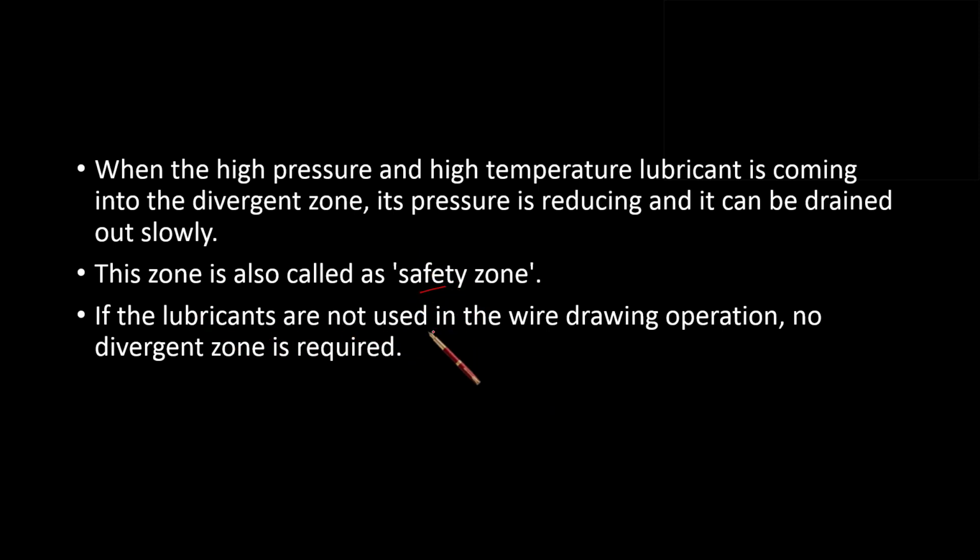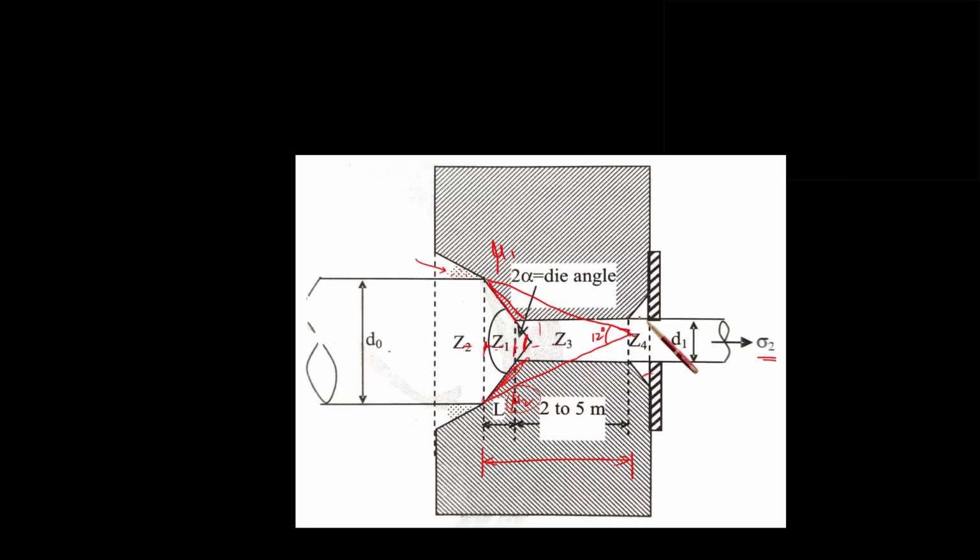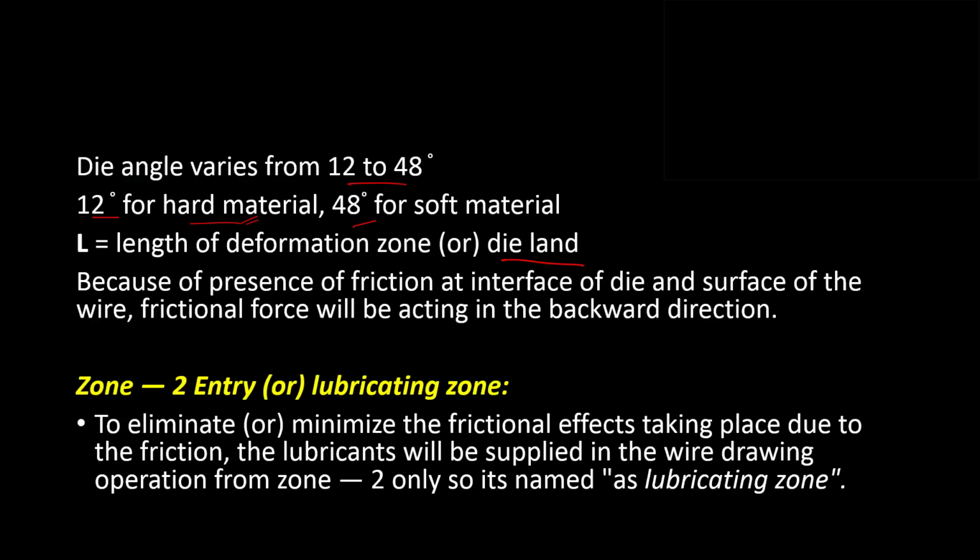If lubricants are not used in the wire drawing operation, no divergent zone is required. As you can see, here is the divergent zone. So if there is no lubricant, then no divergent zone is required in the case of wire.